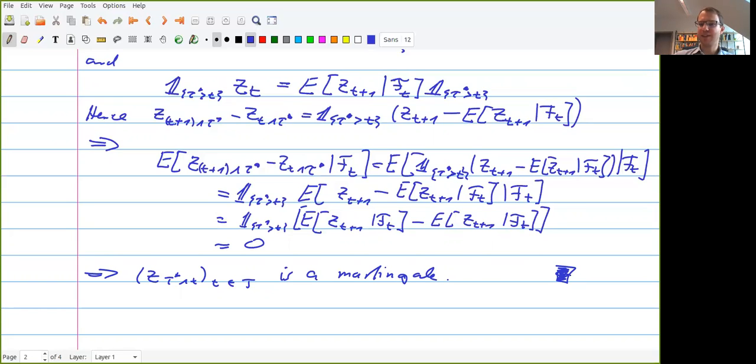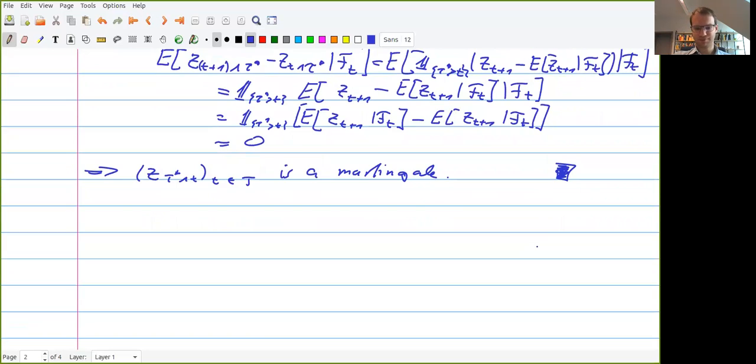And now finally, I'm ready to show you that this tau star is indeed the solution to our optimal stopping problem. And actually the Snell envelope also gives you the maximum value, the maximal expected value you can achieve by optimizing among all stopping times which are bounded by T. Okay, for change, let's go back to black. So, theorem 5.14.